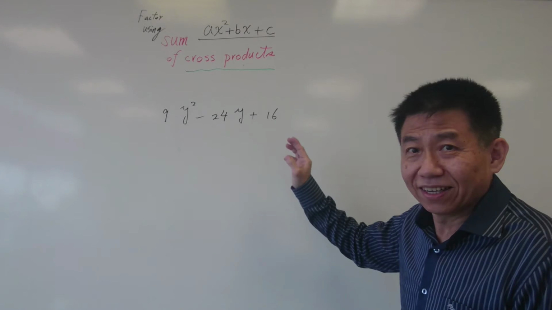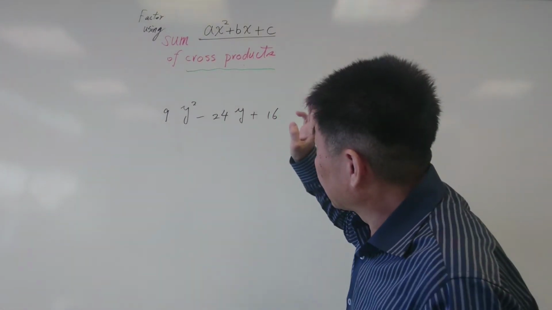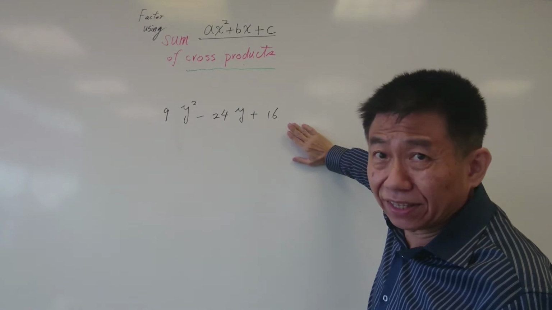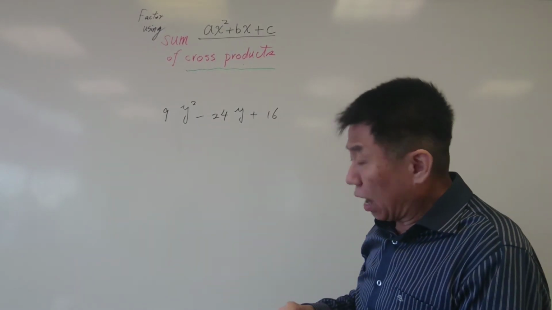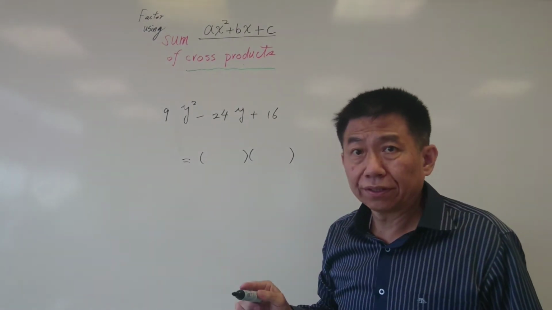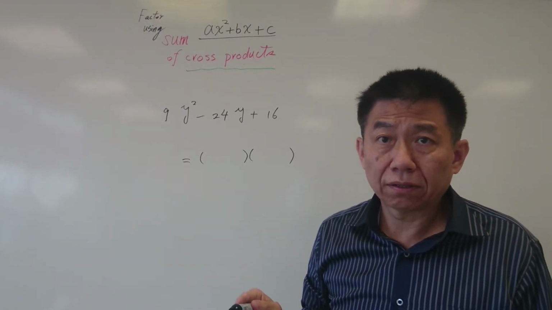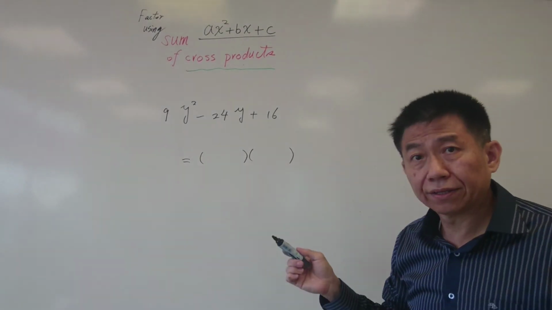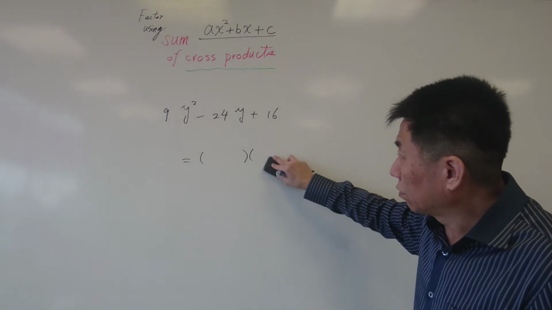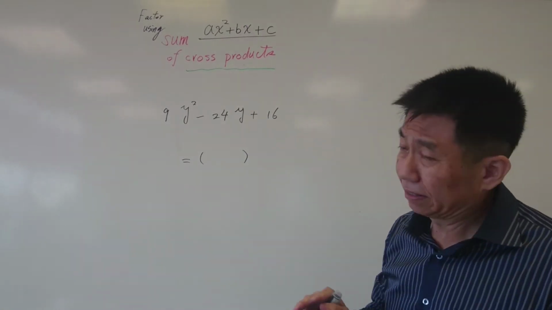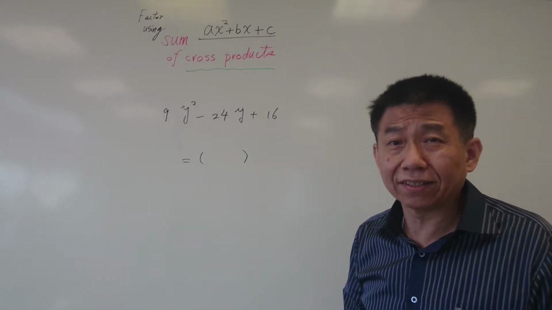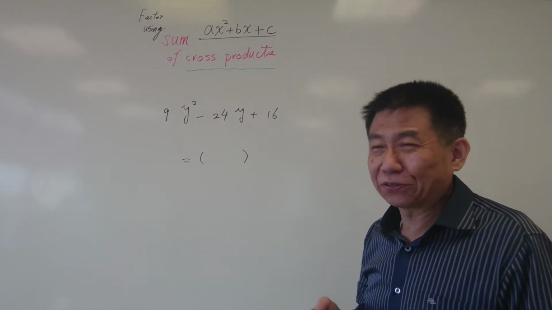Okay, welcome back. This one is 9y squared minus 24y plus 16. Okay, how much time do you need to factor this one? The answer is 10 seconds. Try it, 10 seconds. Listen, grade 11 and grade 12, if you didn't finish this one in 10 seconds, you basically fail.